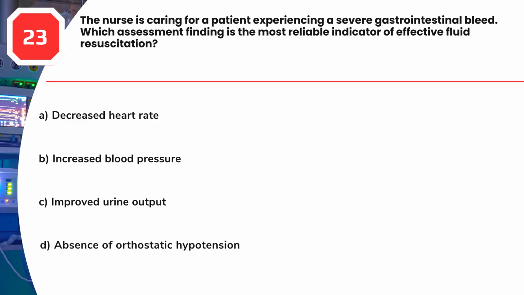Question 23. The nurse is caring for a patient experiencing a severe gastrointestinal bleed. Which assessment finding is the most reliable indicator of effective fluid resuscitation? A. Decreased heart rate. B. Increased blood pressure. C. Improved urine output. D. Absence of orthostatic hypotension.